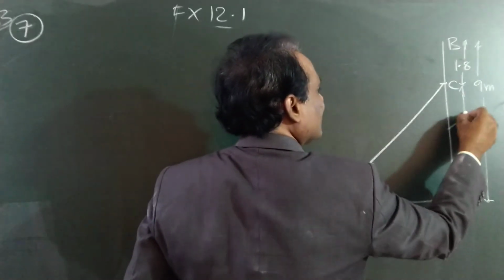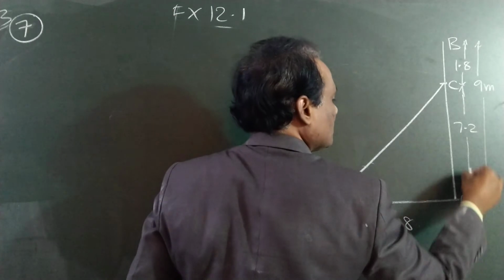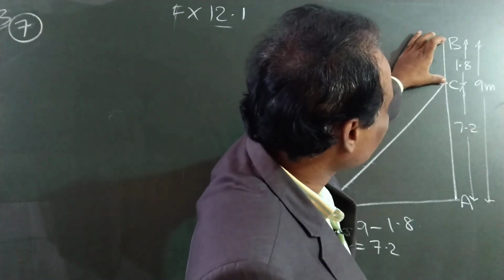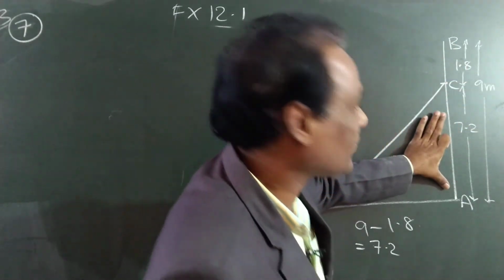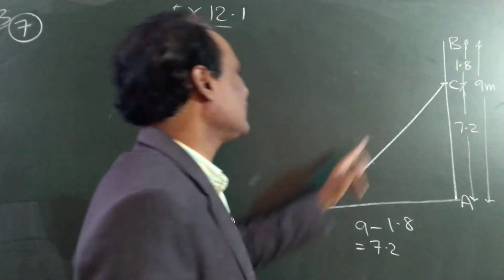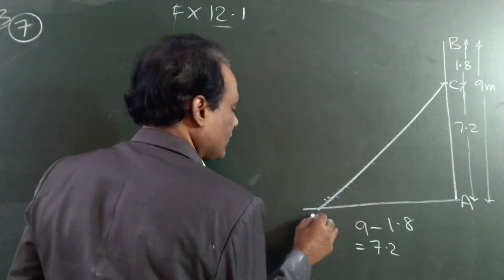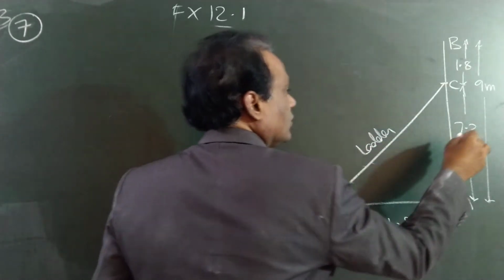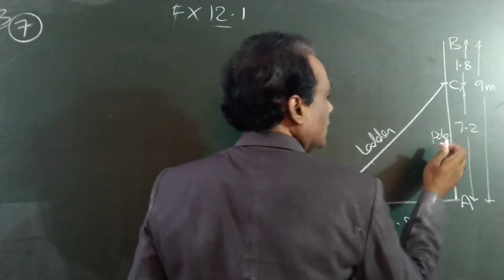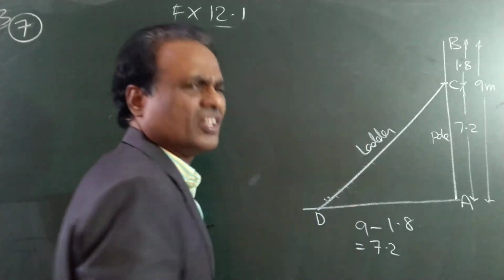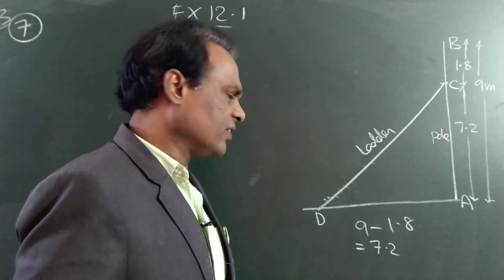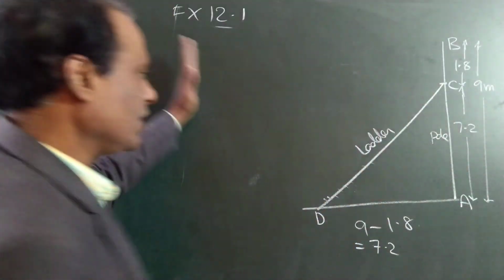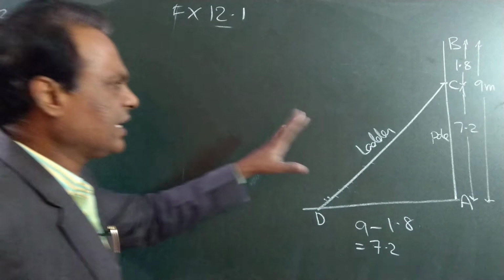What is this distance? 7.2. Because the total is 9, if 1.8 is here, this distance will be 7.2 only. Now this is the ladder. Say D. This is the pole. Don't write this. Just for explanation I am writing. In the exam don't write this. It is not necessary because anyway we are writing the description here. So we are introducing everything here.